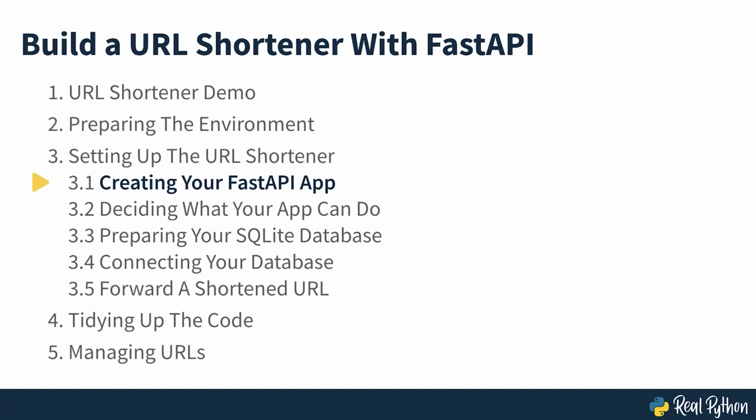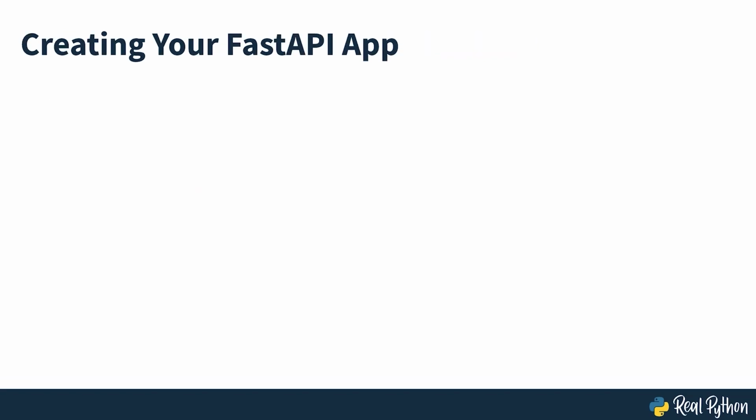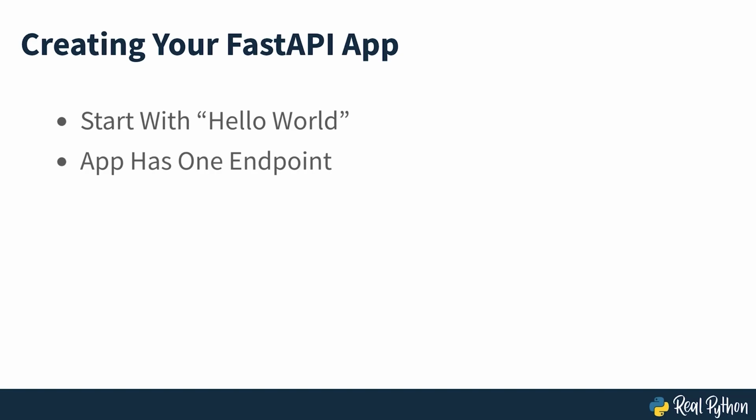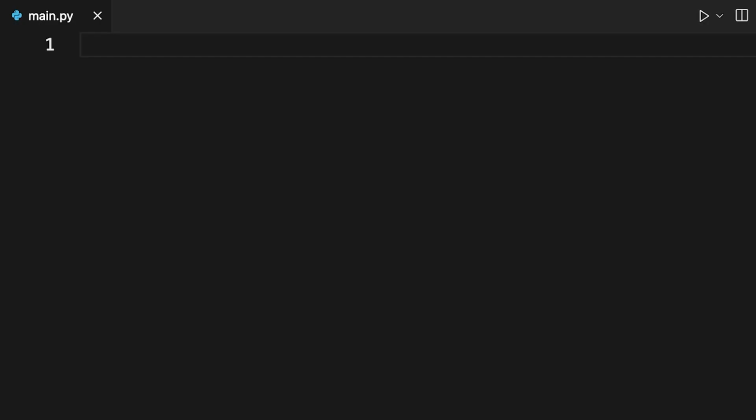Creating your FastAPI app. As is traditional, start with a Hello World implementation of FastAPI. This implementation is a FastAPI app that has one endpoint. Create a file named main.py in the Shortener app folder and add the code seen on screen.